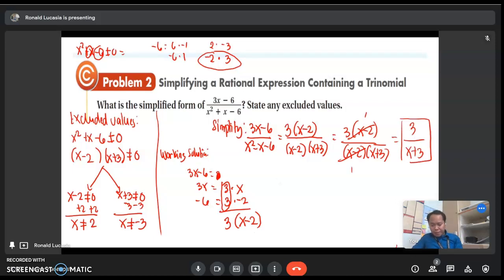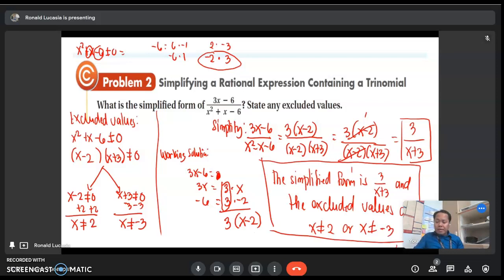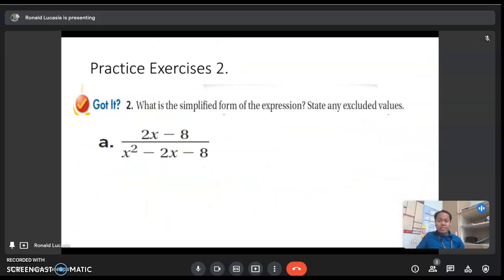In other words, the simplified form is 3/(x + 3), and the excluded values are x not equal to 2 or x not equal to negative 3. So try to answer practice exercises number 2.